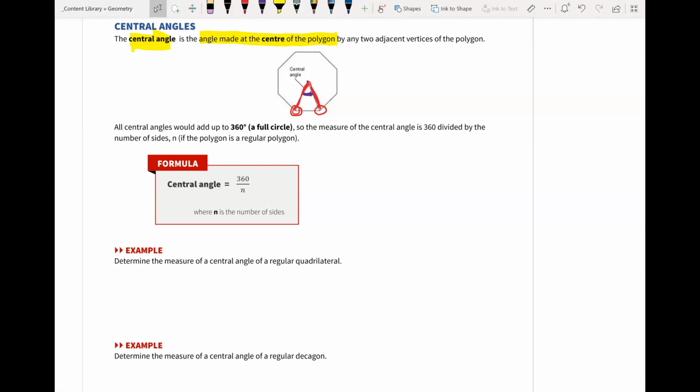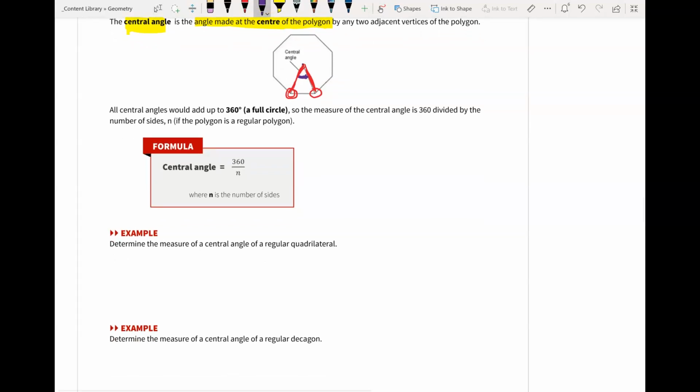All central angles are going to add up to 360 degrees, which is a full circle. It makes sense. If I were to erase this and show you, it's just saying that if we add up all the central angles, we're going to go a full 360. So that means the central angle is 360 divided by the number of sides, because they're all going to have to be equal to each other, especially at vertices.